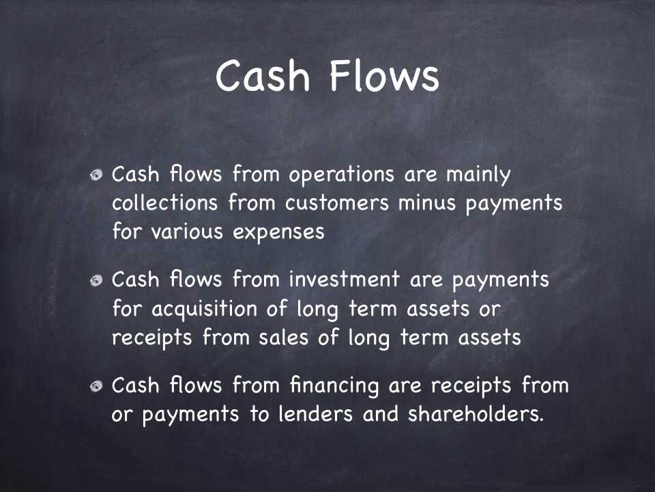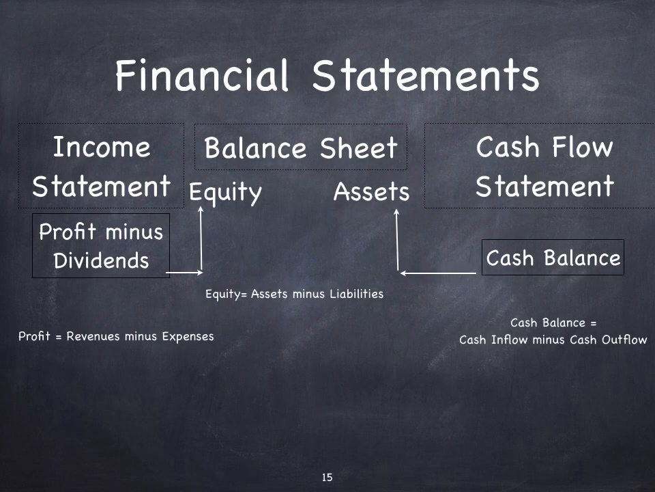Cash flow from investments refer to cash flows that are linked to long term assets. So, if a company buys long term asset, it will have a cash outflow on investment, and if it sells long term assets, it is likely to have a cash inflow on investment. Cash flow from financing are related to lenders and shareholders. So, money received from lenders and shareholders are inflows under this category, and money paid to lenders and shareholders are outflows under this category.